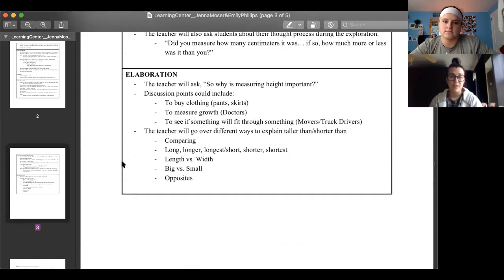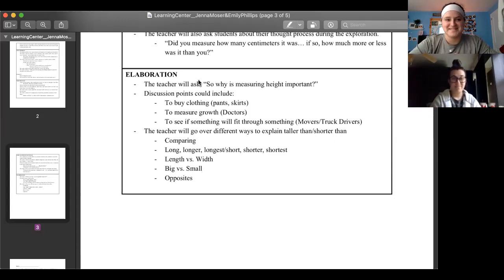And then for elaboration, the teacher will begin by asking the students, why is measuring height so important? There's a few discussion points that we listed. I think it's really important to have discussion points or questions listed in your lesson so that it'll help the lesson flow. So they could talk about, you need to know your height to buy the right size pants, or so doctors can measure your growth. And then the teacher will also go over different ways to explain taller than, shorter than. So then that's where some vocabulary comes in too, with length versus width, big versus small, opposites, stuff like that.